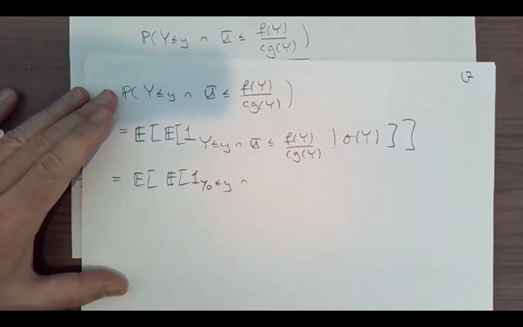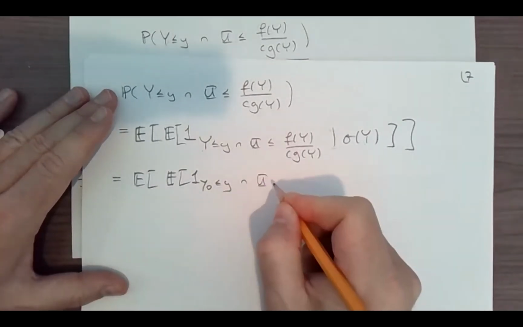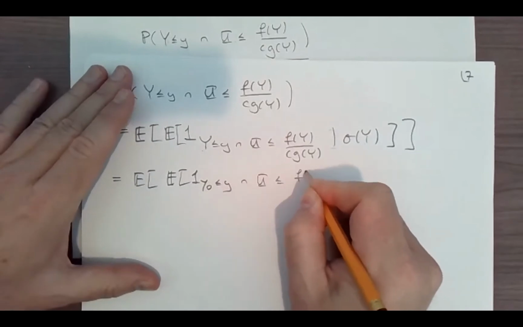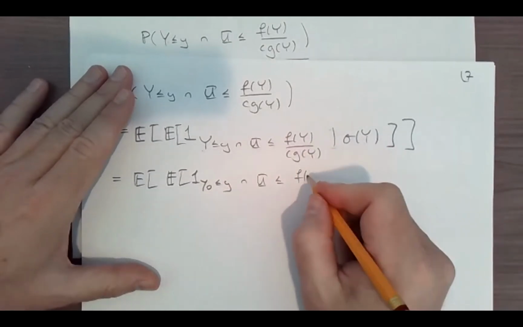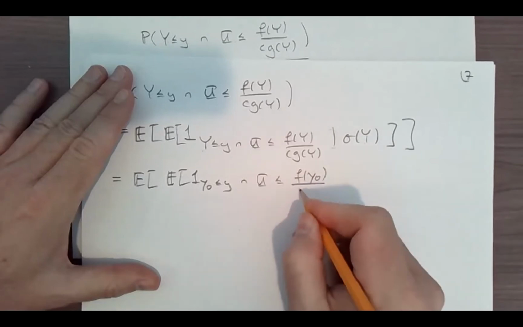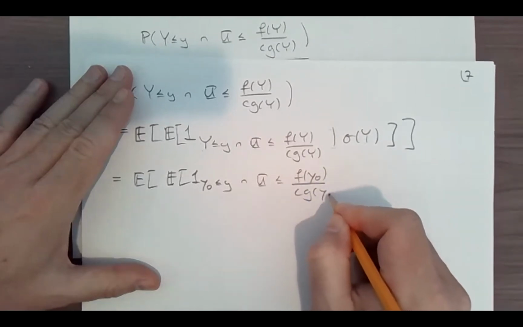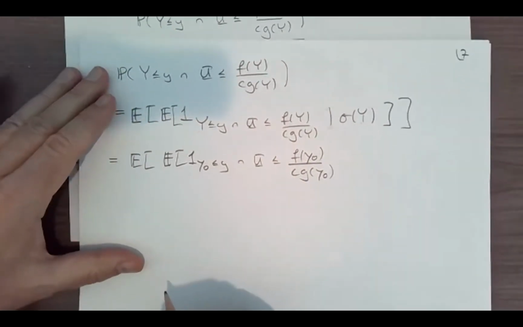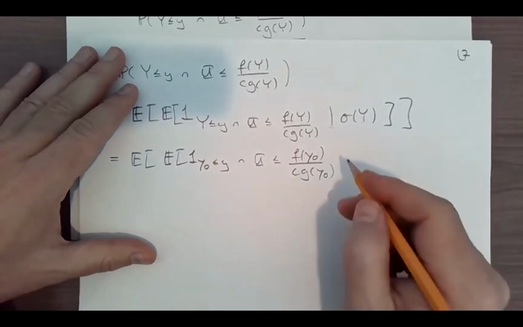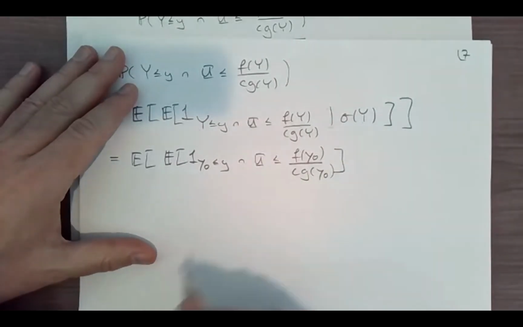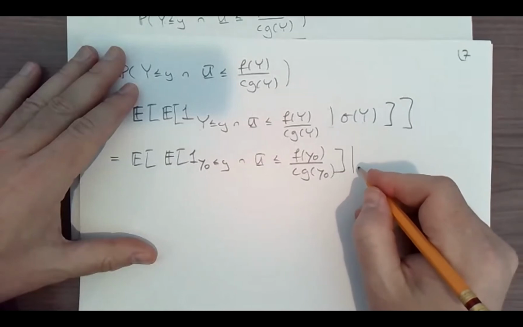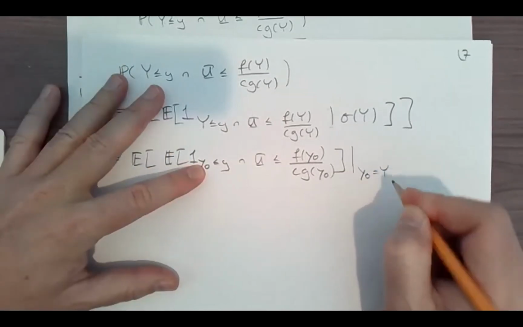And U less than f of y0 divided by c g of y0. Then I take the unconditional expectation of this thing, and then when I'm done, I'll replace the dummy by the random variable.